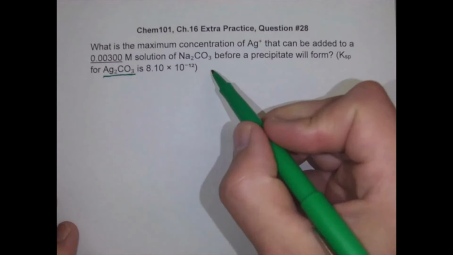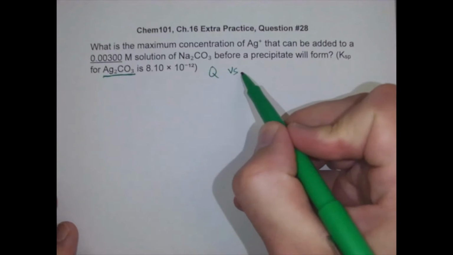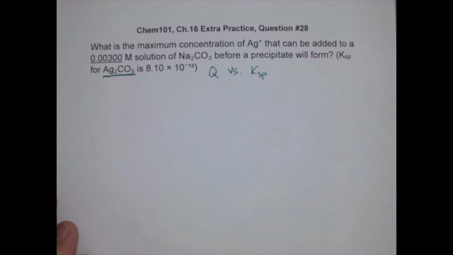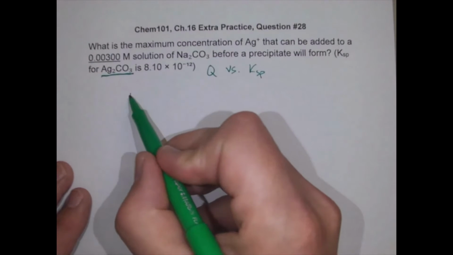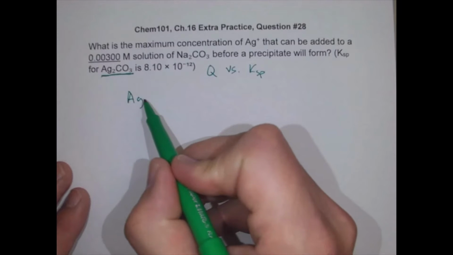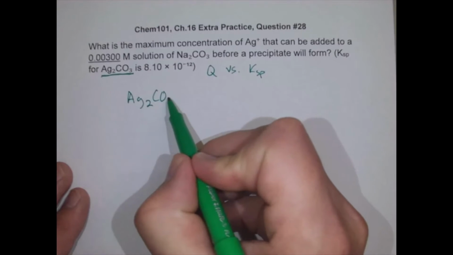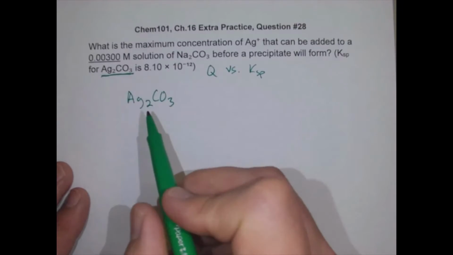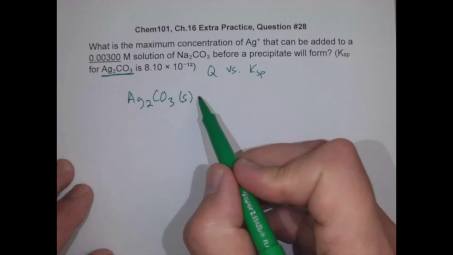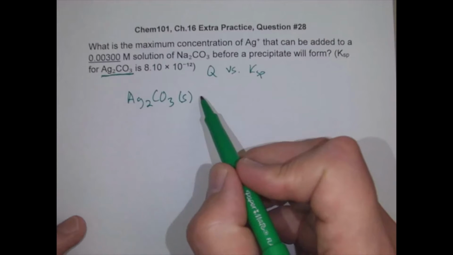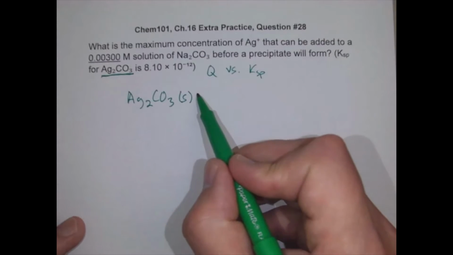So really this is a question where we're going to compare Q versus the Ksp. That's really what we're being asked, and it may not be super obvious from reading it, but that's what's going on here. In order to do that, what we need is a few things. First of all, it's always good to start with the reaction that would occur if this silver carbonate does dissolve, since that is the compound in question. That's the precipitate that could potentially form.